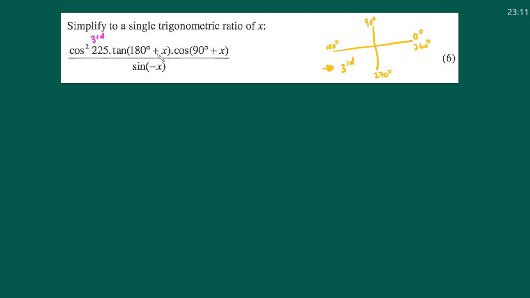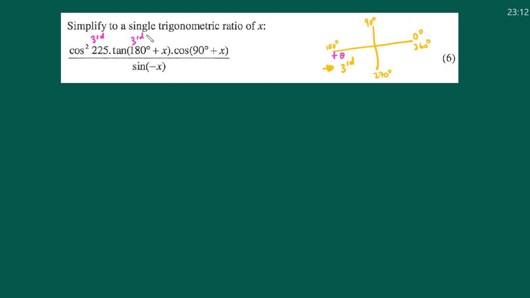Then this one is tan 180 plus. It's already a giveaway, this one, because it's not an angle. Already they give you that it's 180 plus, of which you know 180 plus theta is also in the third quadrant. So you would simply say third.